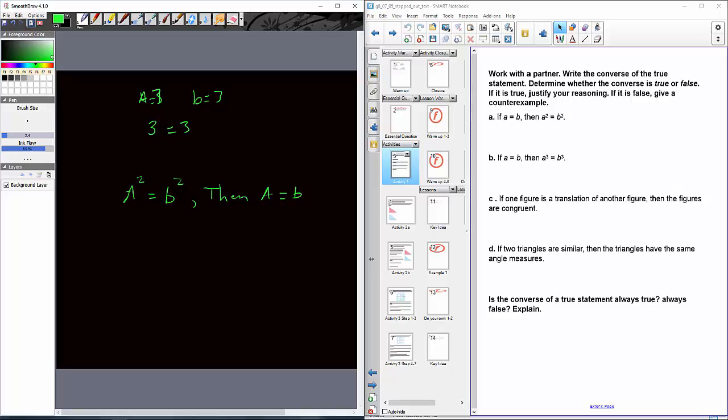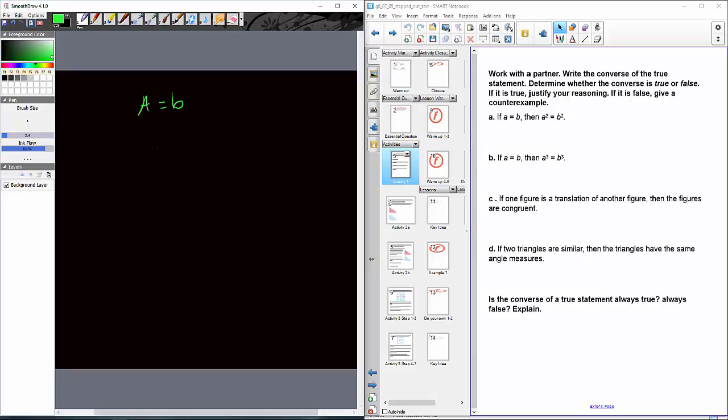Well, if I said that negative 5 squared equals 5 squared, that is absolutely a true statement, isn't it? They're both equal to 25. But negative 5 does not equal 5. So this converse, when I do it, does not hold true, so this is a false statement. Okay.